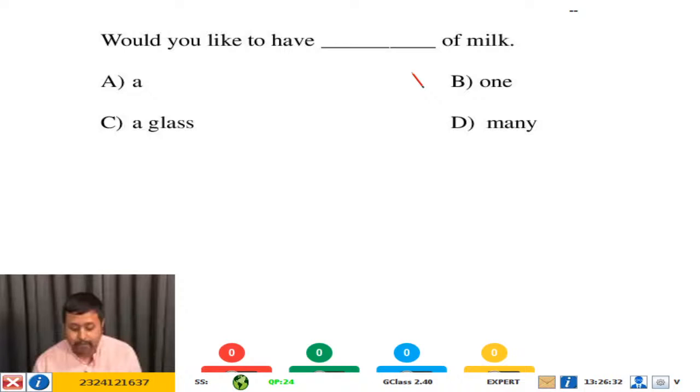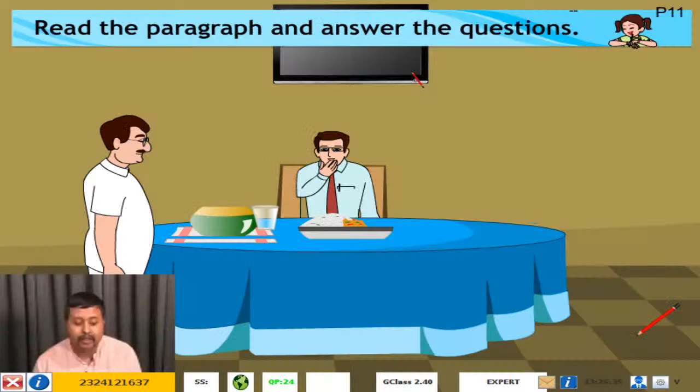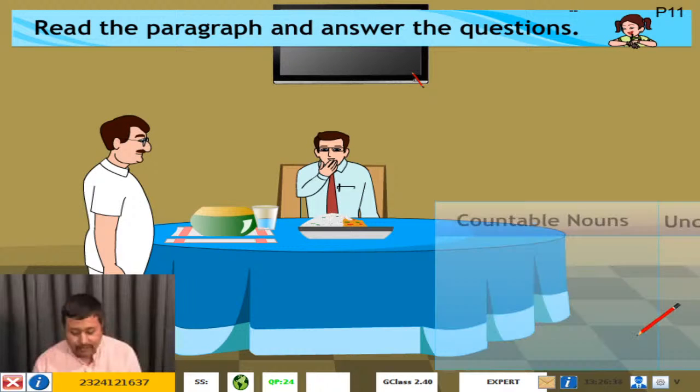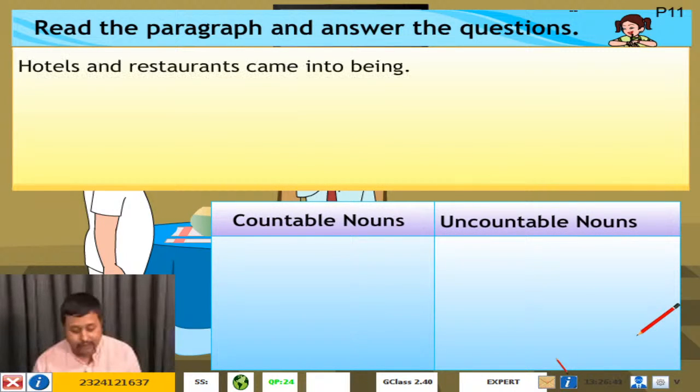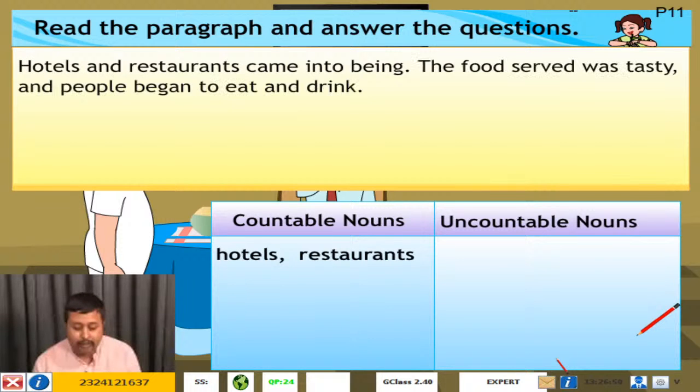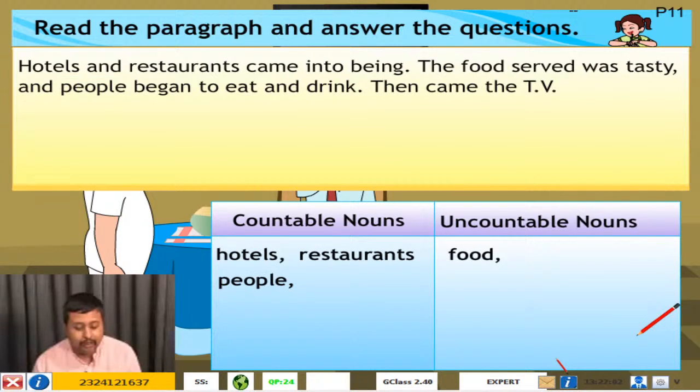Now, there is a gentleman at the dining table. Read the paragraph and answer the questions. So what are the questions? We have to find out the countable and uncountable nouns, right? Hotels and restaurants came into being. Hotels is what? Countable. Restaurants again is countable. The food served was tasty and people began to eat and drink. So in this one, food is what? Uncountable. People is what? Countable.